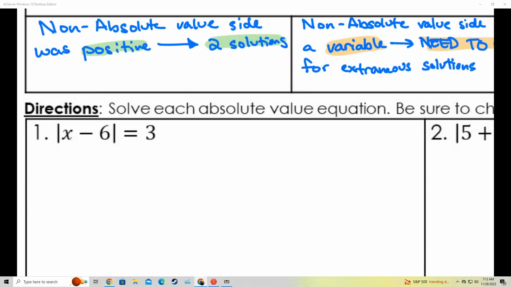I'm not talking about stuff on the inside. I'm talking about stuff on the outside. So here's my absolute value of something, and notice that it's completely by itself. We're going to show you cases where it's not completely by itself, and when it's not, you need to get it by itself.